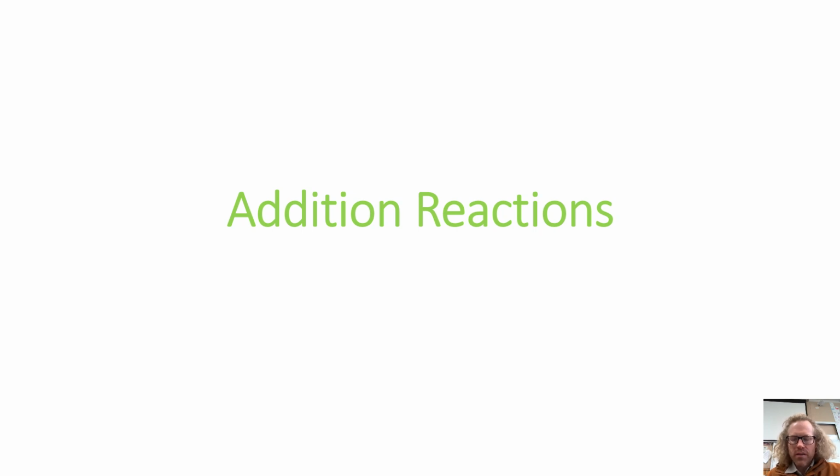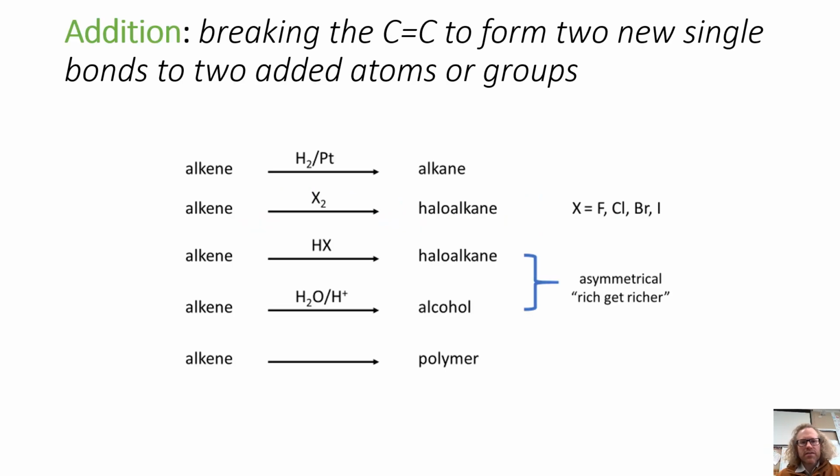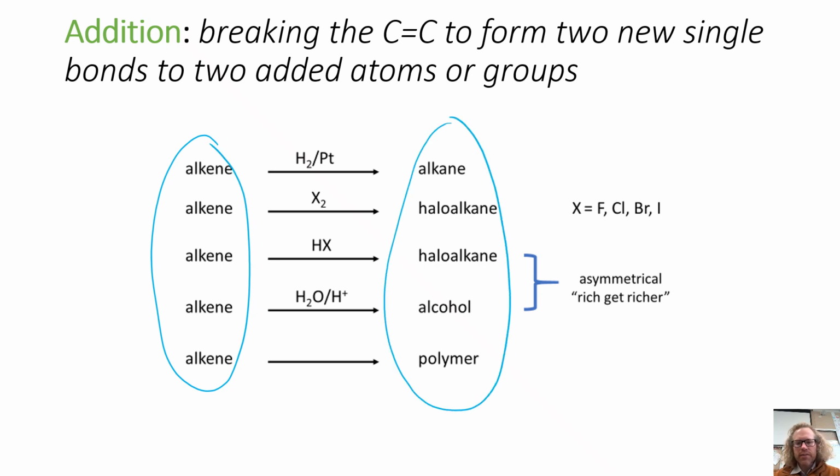Addition reactions are a large number of reactions that occur with alkenes and make a variety of products. What they are is when you break that C to C double bond, and it's just making it a single bond and forming two new single bonds to each of those carbon atoms to two different atoms or groups. So it's all converting alkenes to a whole raft of different things.